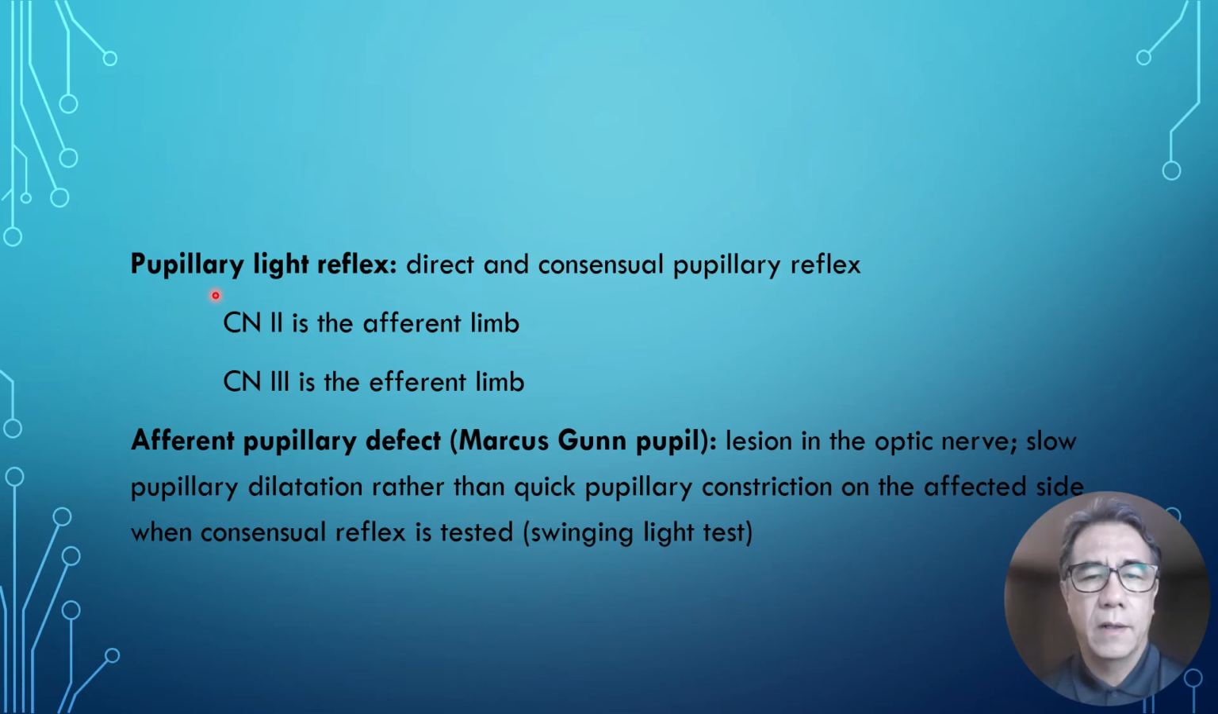So the pupillary light reflexes include the direct and consensual pupillary reflex. Cranial nerve 2 is the afferent or sensory arm. Cranial nerve 3 is the efferent or motor arm. The afferent pupillary defect, or the Marcus Gunn pupil, is a lesion in the optic nerve causing slow pupillary dilatation rather than quick pupillary constriction on the affected side when the consensual pupillary reflex is tested in a swinging light test.